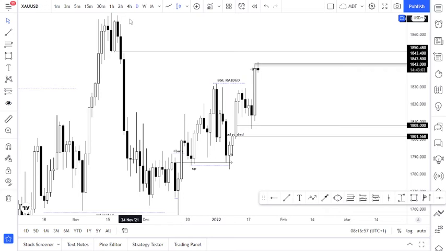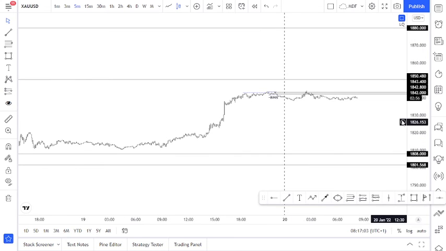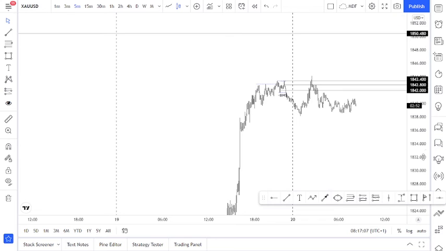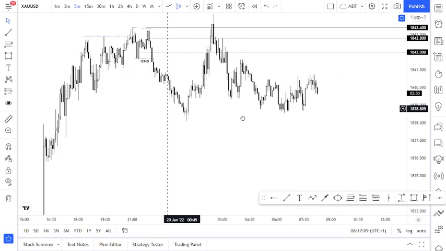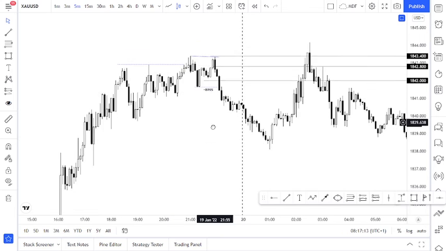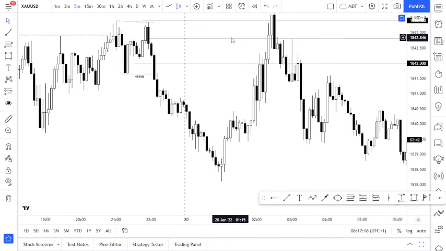So now I saw an opportunity on 5 minutes. I set a limit entry yesterday night. We already had a stop loss hit. So you see liquidity was taken out, we have some kind of break of structure to the downside. So I had my first entry here, I had my second entry here.